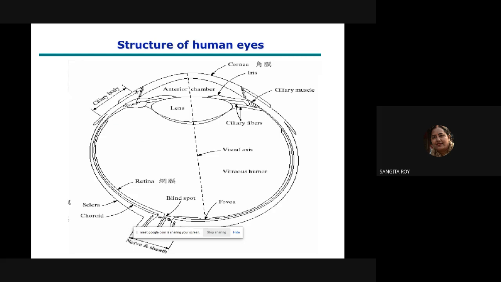The lens absorbs approximately 8% of the visible light spectrum, with relatively higher absorption at shorter wavelengths. Both infrared and ultraviolet light are absorbed appreciably by proteins within the lens structure and, in excessive amounts, can damage the eye. The innermost membrane of the eye is the retina, which lines the inside of the wall's entire posterior portion.